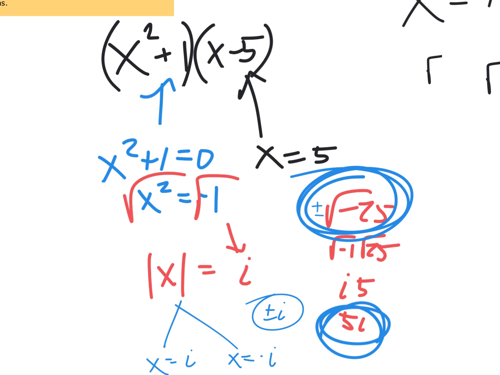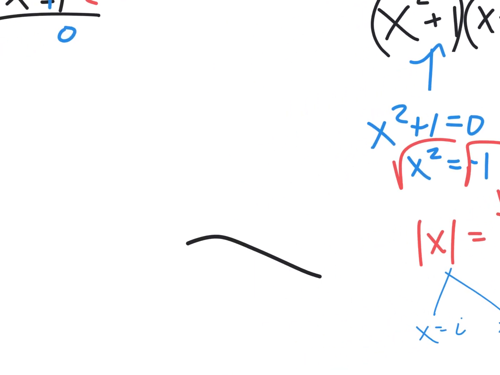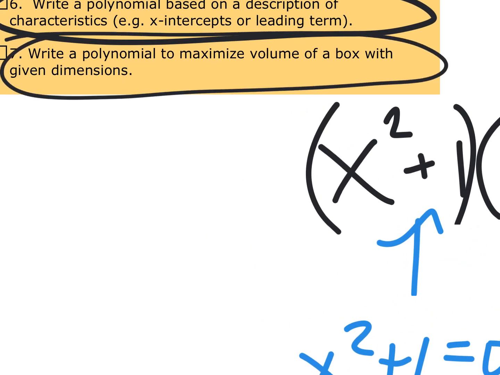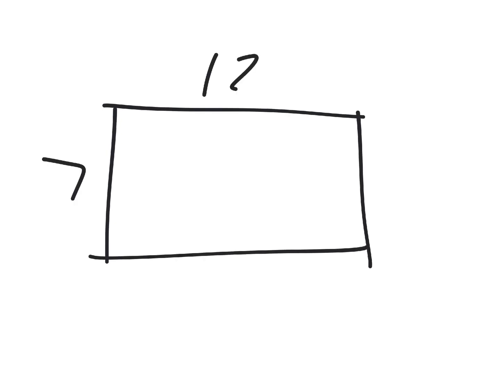Okay? So for example, on the box problem, which is the last thing, let's just finish that up. Write a polynomial to maximize volume of a box with given dimensions. So let's imagine I give you a sheet of cardboard. It looks like this, and it's 7 long here and it's 12 long there. And I'm going to cut out the corners. We're not going to make up a completely weird combo for you, even though I think that'd be fun for some of you.